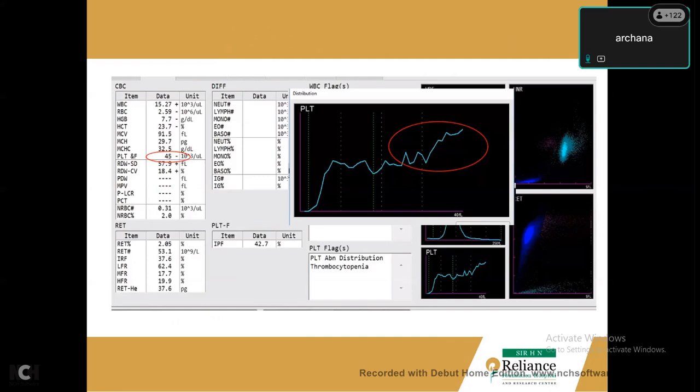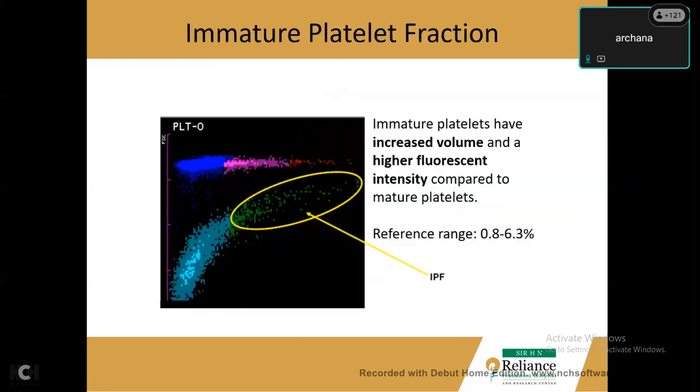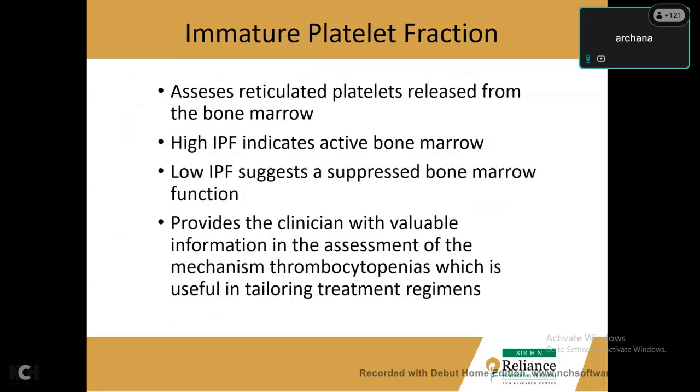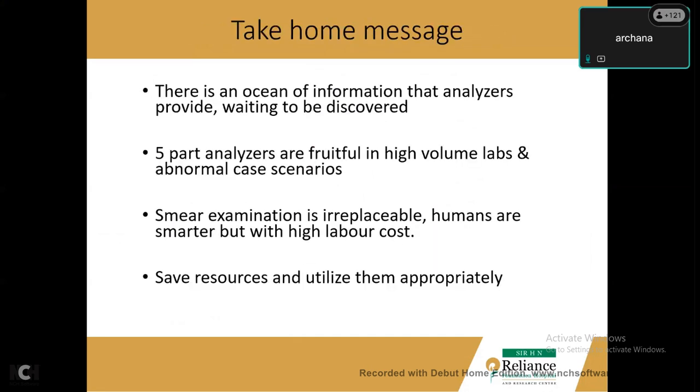So if your manual and your automated counts are pretty much matching, giving the automated count would be a better idea. And this is again just to show you the increased volume, a higher fluorescent intensity is your immature platelets. This is what measures your IPF, and the reference range being 0.8 to 6.3%. A high IPF indicates an active marrow, low IPF suppressed marrow, and it provides the clinician very valuable information regarding the mechanism of thrombocytopenia and how to monitor patients who have thrombocytopenia.